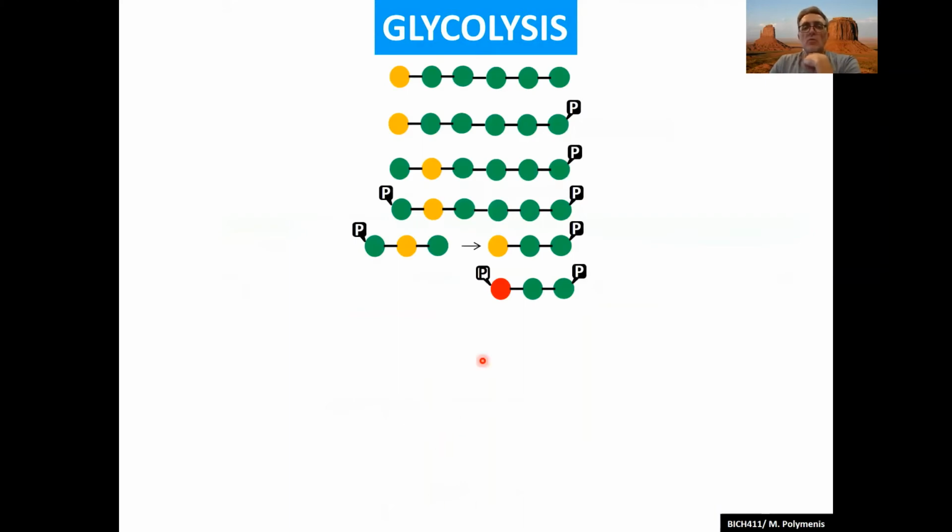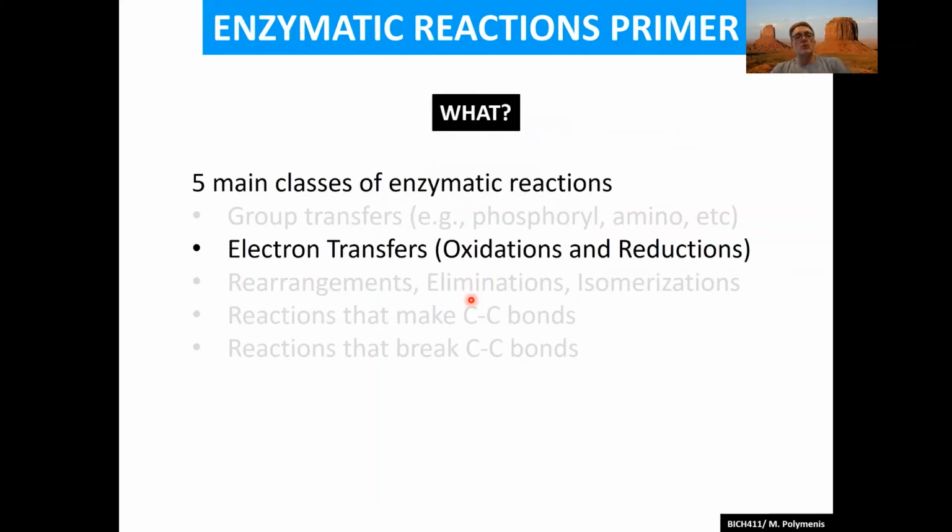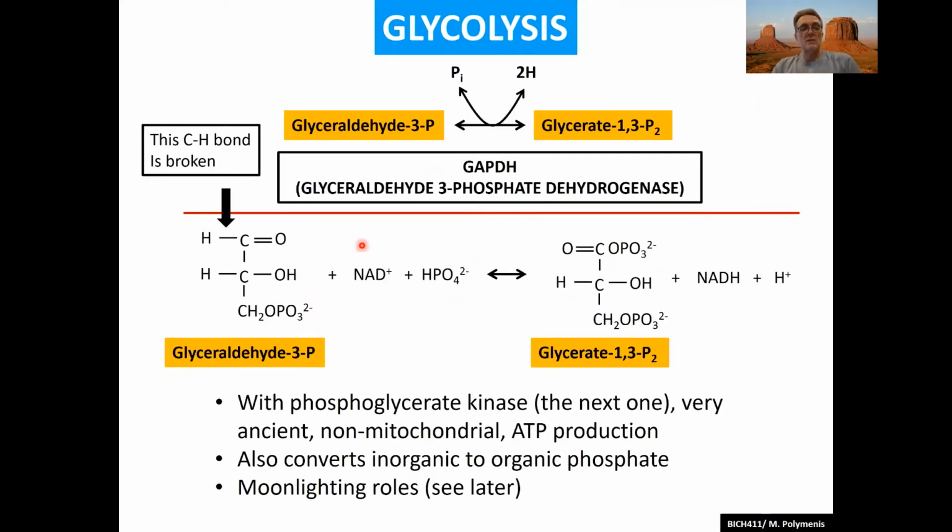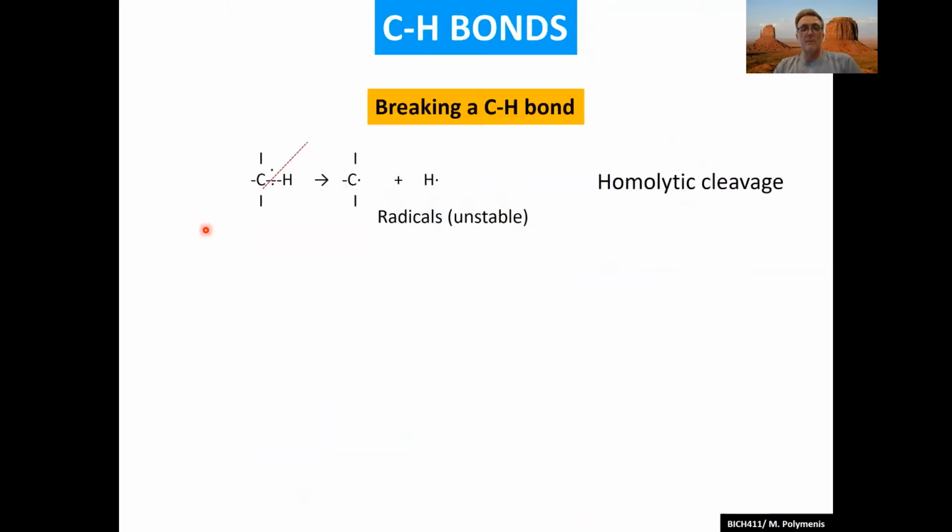So if we describe this in our color scheme, what we're going to do is convert the yellow, which is a carbonyl carbon, to a carboxyl carbon. That's oxidation, which also happens to be phosphorylated in this case. So now we are in a redox reaction. That's the type of enzymatic reaction, and it is this bond again that will be broken.